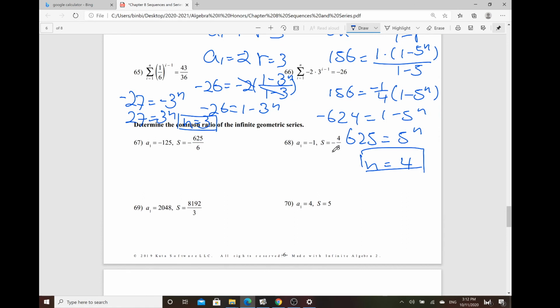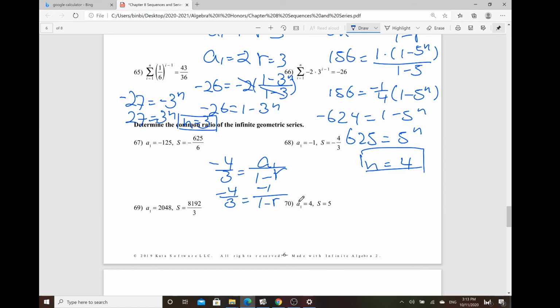So determine the common ratios of the infinite geometric series. Well, this one is pretty straightforward. The sum is given already, negative 4/3. So we're using that a sub 1 over 1 minus r. So negative 4/3 equals a sub 1, negative 1, divided by 1 minus the common ratio. So that's what we need to find out, the common ratio.